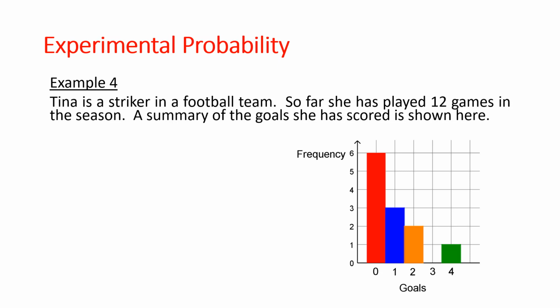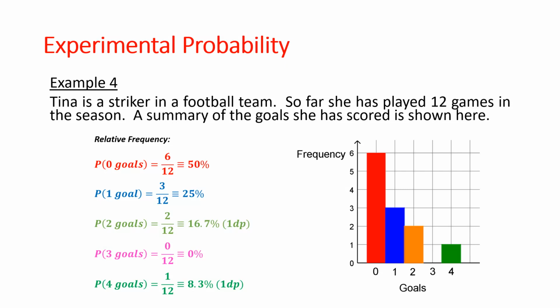Right, well, here's a different application. Tina is a striker in a football team. So far, she has played 12 games in the season, and here's a summary of the goals she's scored. So can you see that she scored no goals in 6 games? She scored 1 goal in 3 games. She scored 2 goals in 2 games, and she scored 4 goals in 1 game.